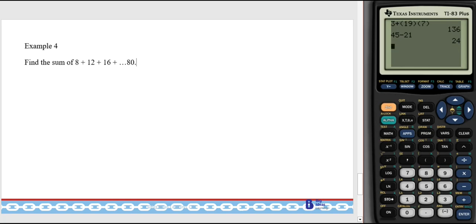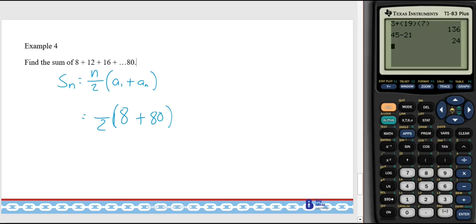So my sum formula is equal to n over 2 times a1 plus an, right? First term plus last term. So I can fill that part in. I know my first term is 8. I know my last term is 80. However, I don't know my n value. So I'm going to have to work to figure that out.